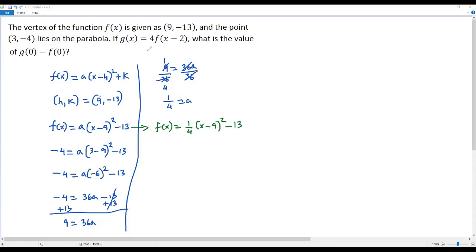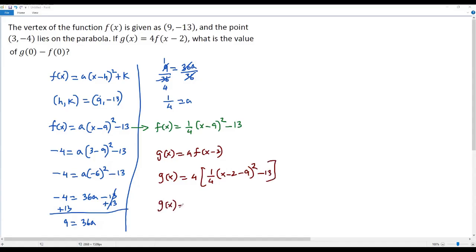Okay, now let's get the function g(x) using this equation. Let me rewrite this over here. That is g(x) = 4f(x - 2). Okay, g(x) equals, this is the expression we have for f(x). Now to get the expression for f(x - 2), we have to plug in x - 2 for x over here. Then we get 1/4 times, for this x, we plug in x - 2. Then I'm getting (x - 2), and we can take this -9 as it is, the whole square, and -13.